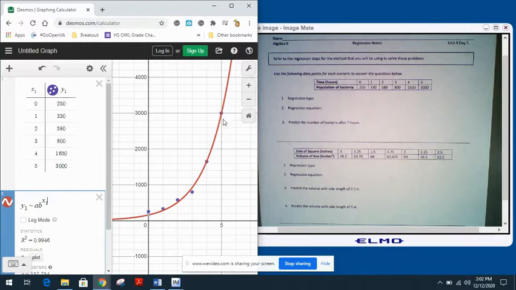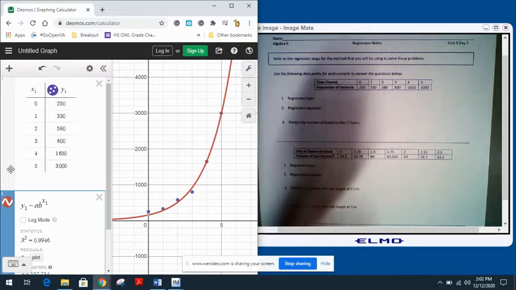And if we look at that, it's a pretty decent model. It's going through 2 points exactly. It's kind of touching the edge of 2 points, and it's really close to the other 2. So that's good to kind of look at. So the regression type here would be exponential.